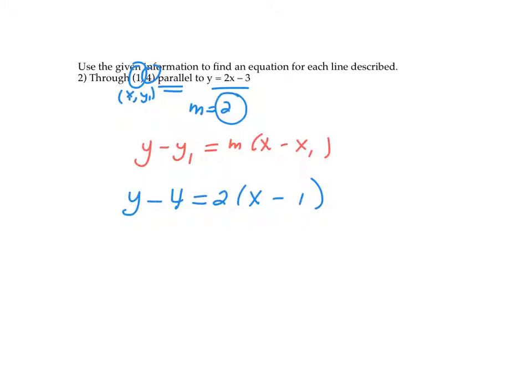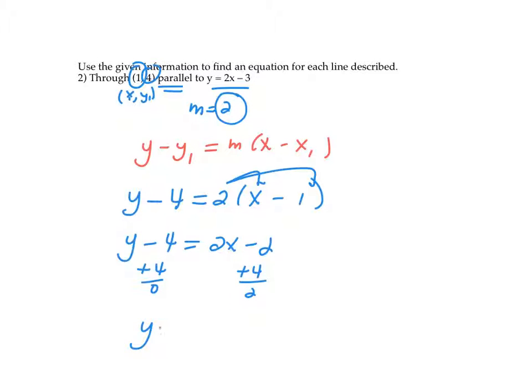Sometimes in the textbook they're going to write their equation like this. But remember what I said. We're going to write our equations in slope-intercept form. So distribute the 2 to the parentheses. We get 2x minus 2. Then add the 4 to both sides. I get positive 2. So y is equal to 2x plus 2.